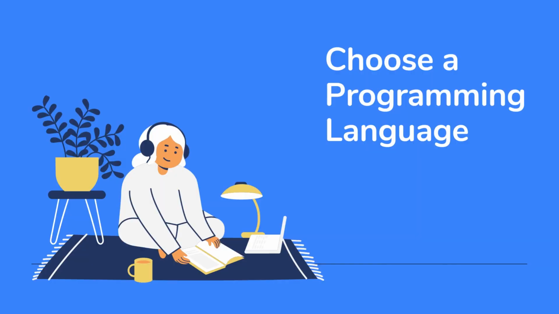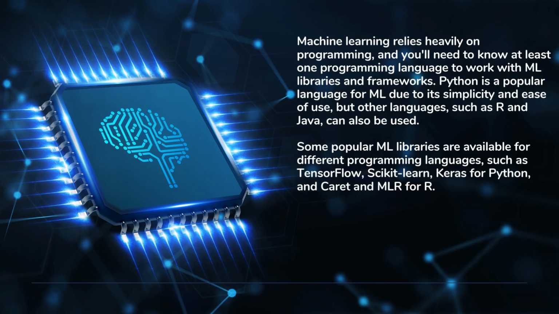Choose a programming language. Machine learning relies heavily on programming, and you'll need to know at least one programming language to work with ML libraries and frameworks. Python is a popular language for ML due to its simplicity and ease of use, but other languages, such as R and Java, can also be used. Some popular ML libraries are available for different programming languages, such as TensorFlow, Scikit-learn, Keras for Python, and Caret, and MLR for R.